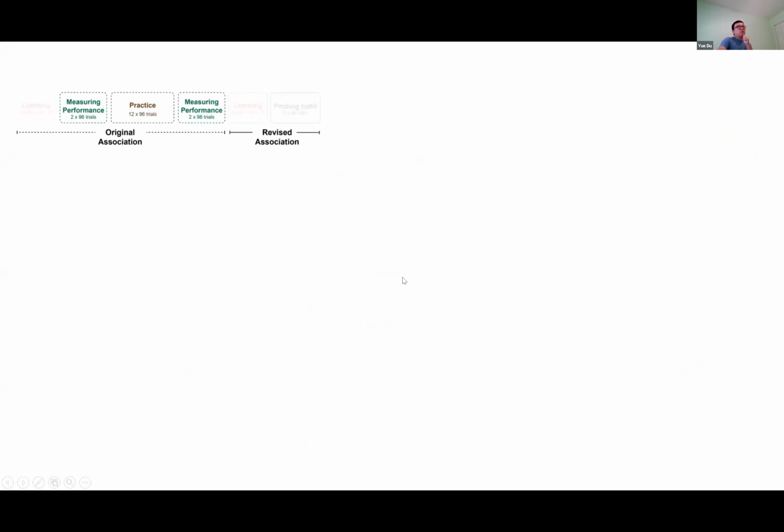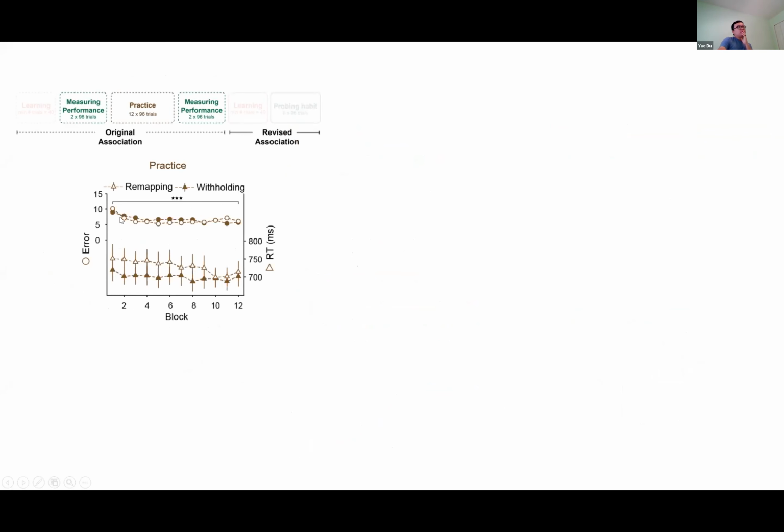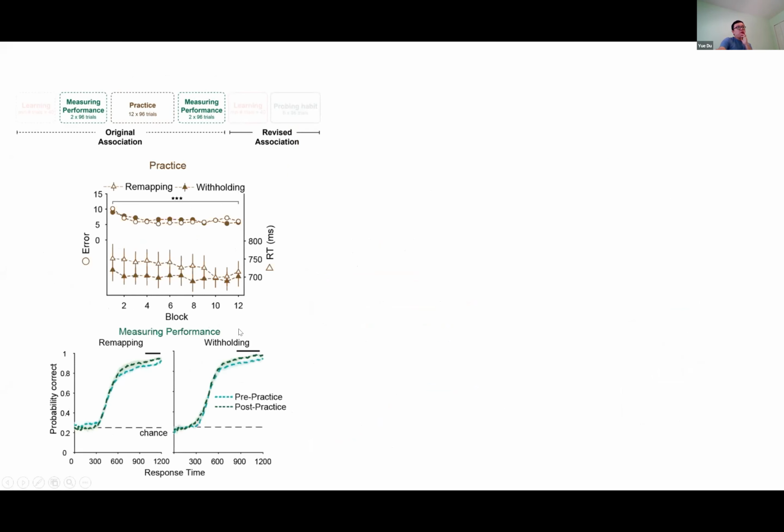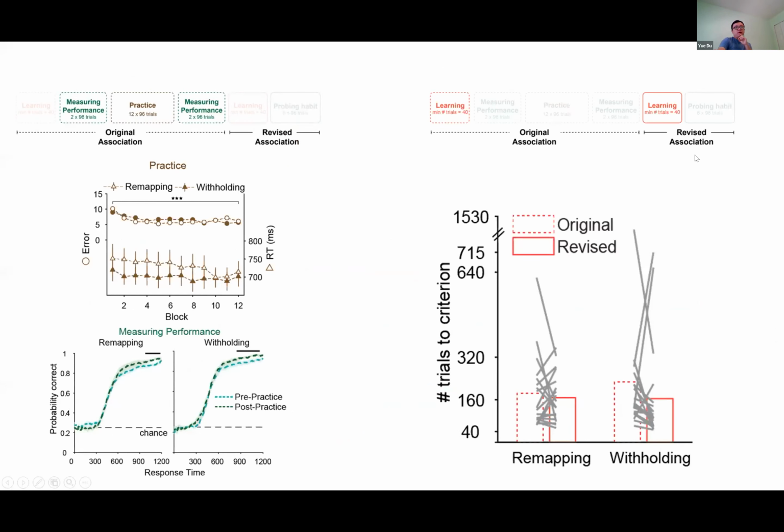Okay, so before we probe habits, we simply go over the practice results and make sure that these two groups have comparable performance and a similar practice effect. And the results confirm so, because they have a similar amount of increasing accuracy and reaction time, and they also show a similar improvement regarding the speed-accuracy trade-off on the original association. In addition, people do not have difficulty learning the revised association, even though they practiced about 1,000 trials on the original association. And this learning ability is comparable between the remapping and withholding groups, revealed by the number of trials they need to learn the revised association, which is the right bar on each of these panels.